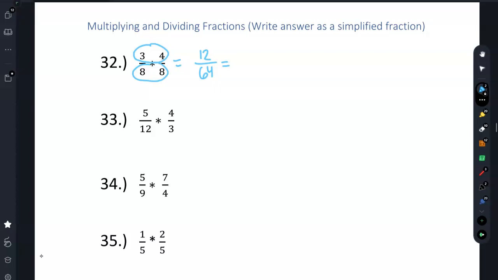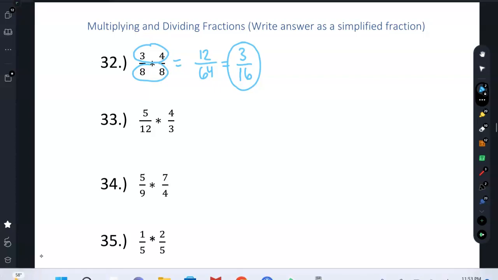But then we would have to reduce. I know that 4 goes into each one of these. 4 goes into 12 3 times. And 4 goes into 64 16 times. So I would have to think about how to reduce that. So that's why, once again, I'm going to suggest that we just do all of these on the calculator.